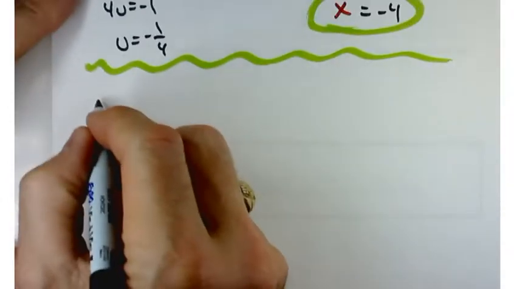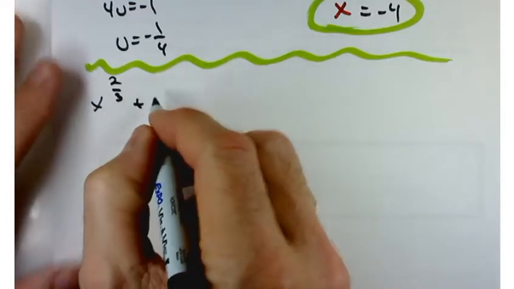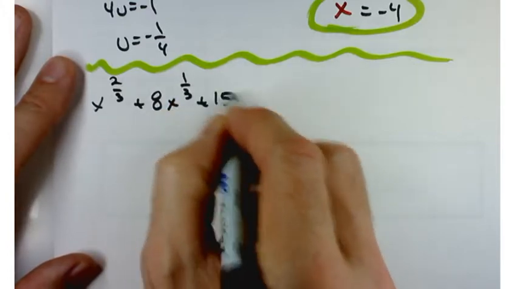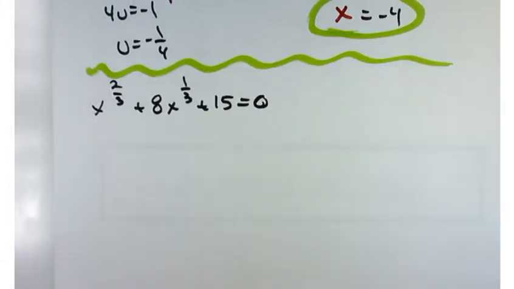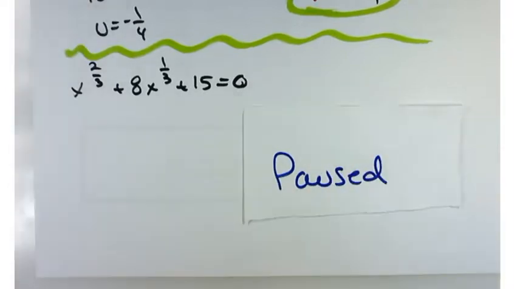All right, so here you go. X to the 2/3 plus 8x to the 1/3 plus 15 equals 0. I'll walk around and try to help you out. If you have some questions, try and flag me down. If you finish it, try checking your answer with your calculator like we just did. And as usual, help your neighbors. This is a group effort.